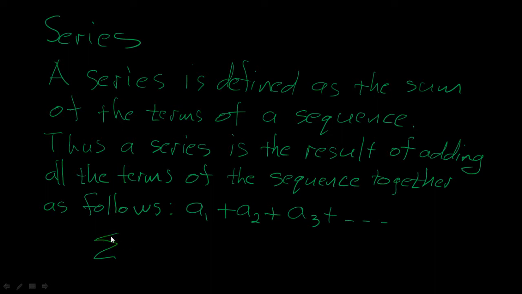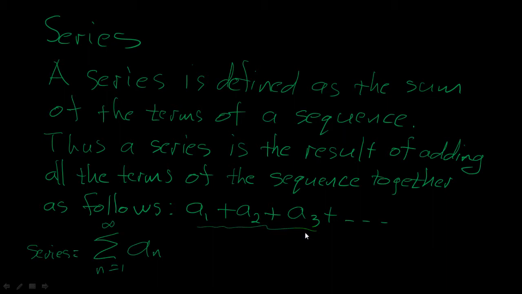So we can write the above series compactly as follows. We can say the series is equal to the sum of n equal to 1, where n is our nth term, to infinity, if we have an infinite number of terms of an, where an is the nth term. In other words, we just sum all the terms together as shown here.